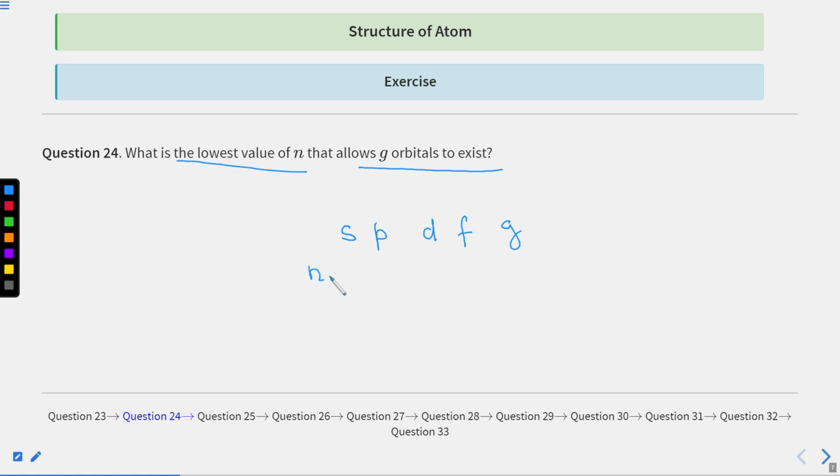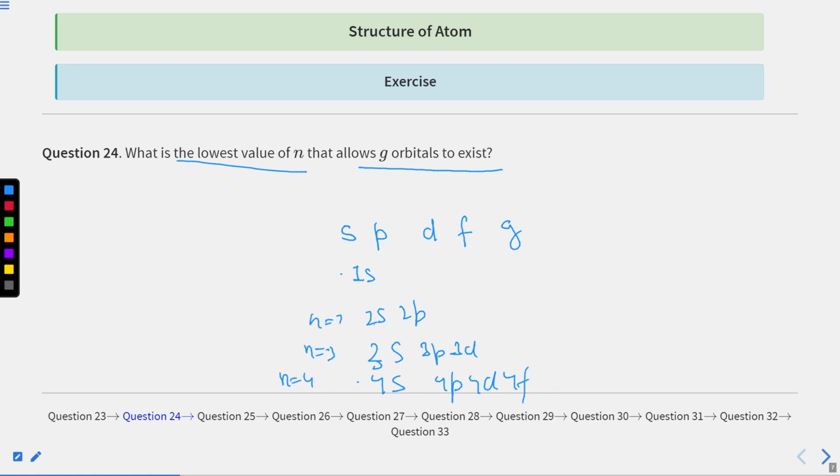So for different subshells, the values of n are as follows. For the s orbital to exist, we should have n equal to 1. For the p orbital, we have 1s, then 2s and 2p, so n should be 2. For d, we should have 3s, 3p, 3d. For f, we should have 4s, 4p, 4d, 4f. That is, the value of n should be 4.